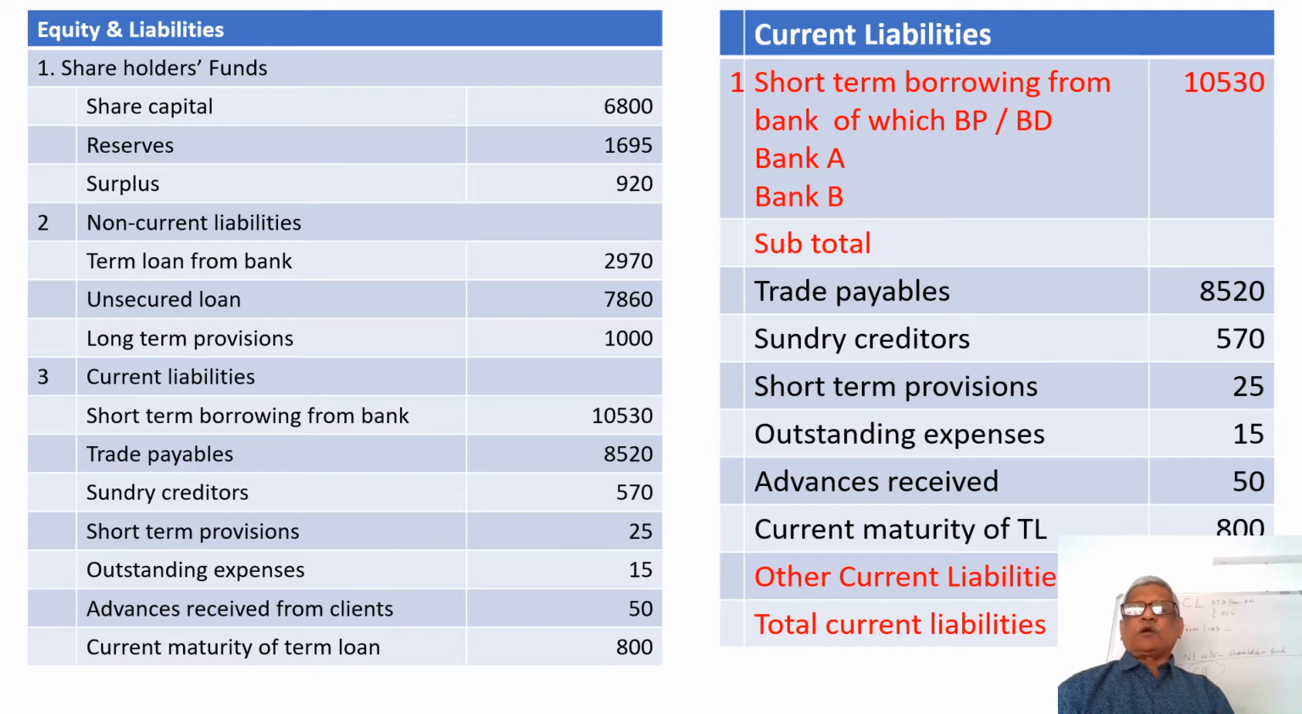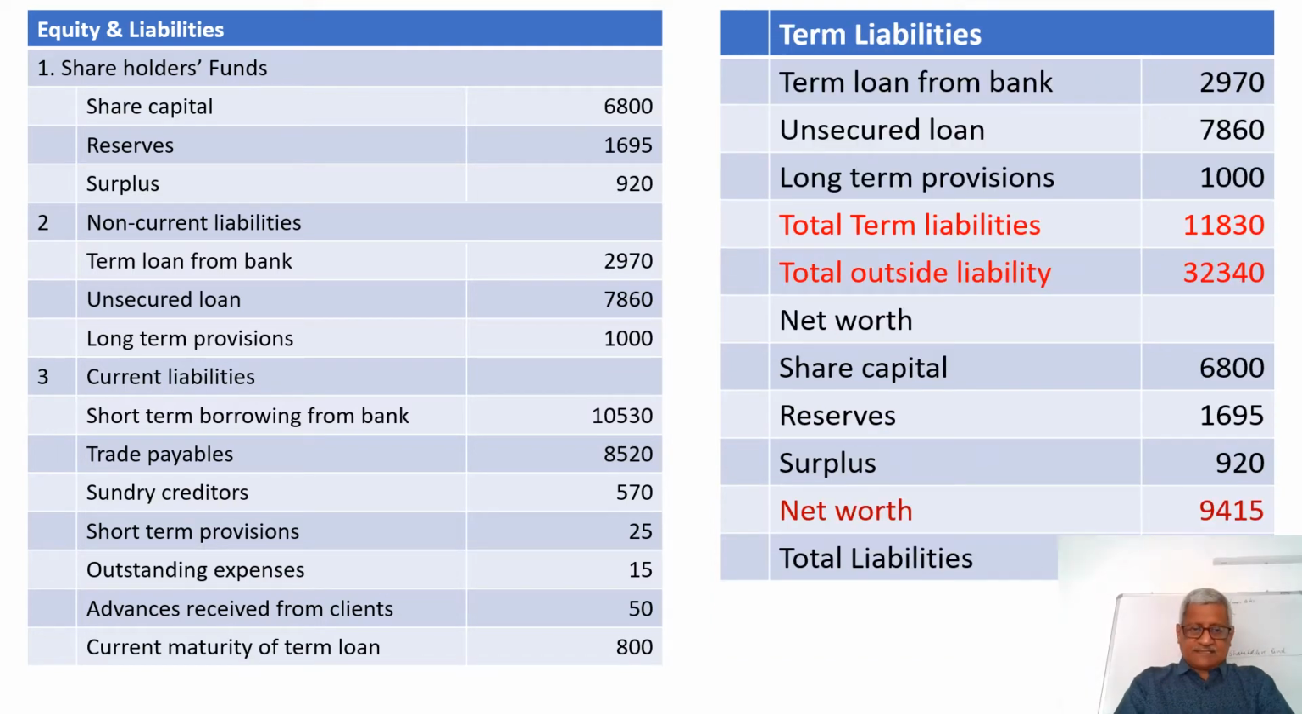Then comes the total current liability. Total current liability is the other current liabilities plus the short-term borrowing from the bank. So this part is very clear. There is not much confusion required there. Now we have classified the items which come under current liabilities. Next we have to go to the term liabilities. Let us see what are the term liabilities.